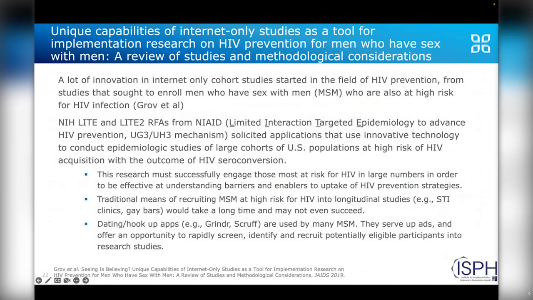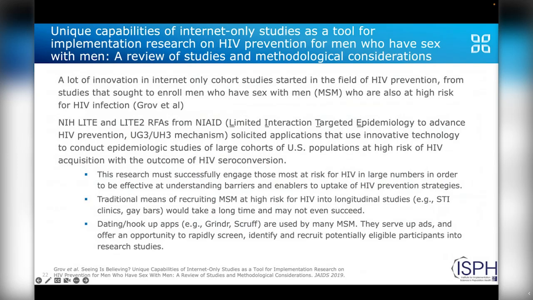And they solicited applications that were intended to use innovative technology to conduct epidemiologic studies of large cohorts of US populations at high risk for HIV acquisition. And we were required to use the outcome of HIV seroconversion. Importantly, this HIV prevention work needed to be community-based, as many people at high risk for HIV have very little to no healthcare access. And to be adequately powered, we also needed to enroll large numbers of sexual minority men, including men of color who are at highest risk for HIV in the US.